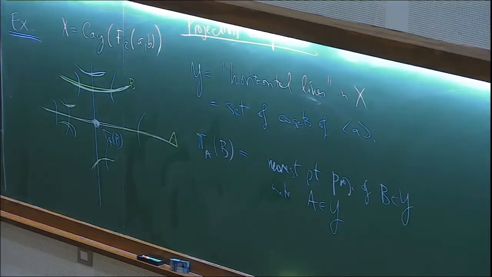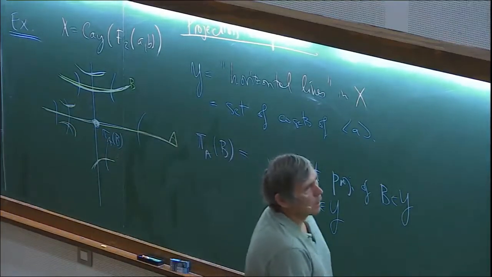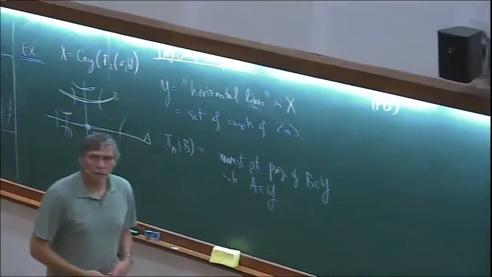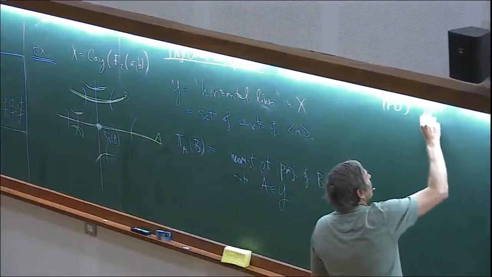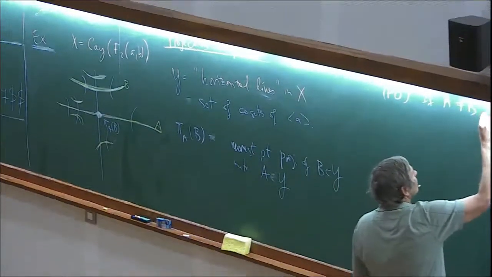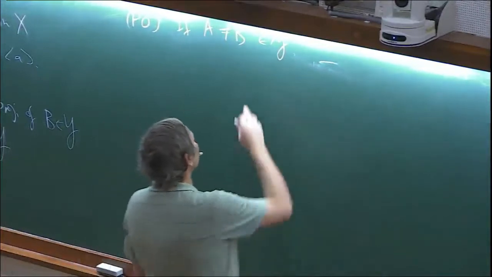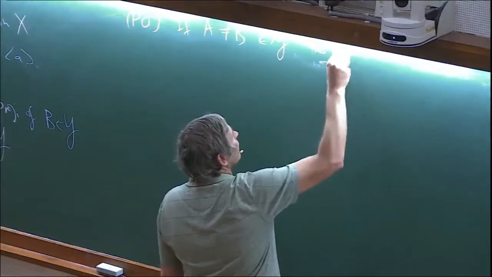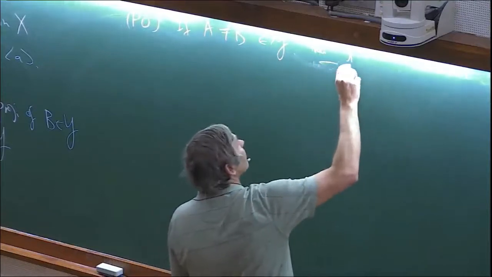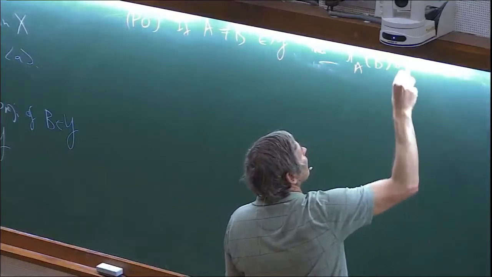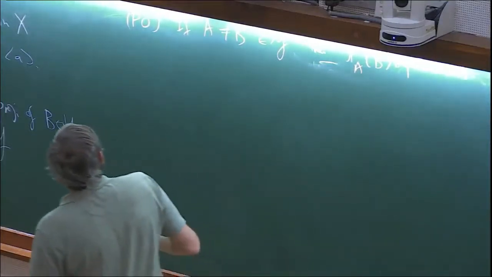Okay, so what are some of the features here? I'm going to list things. There are three properties that you should observe here. There is P0, which just says that if A is not equal to B, and both A and B are in Y, I guess this is not quite correct mathematical notation, but you know what I mean, then this projection pi AB is a point in A.